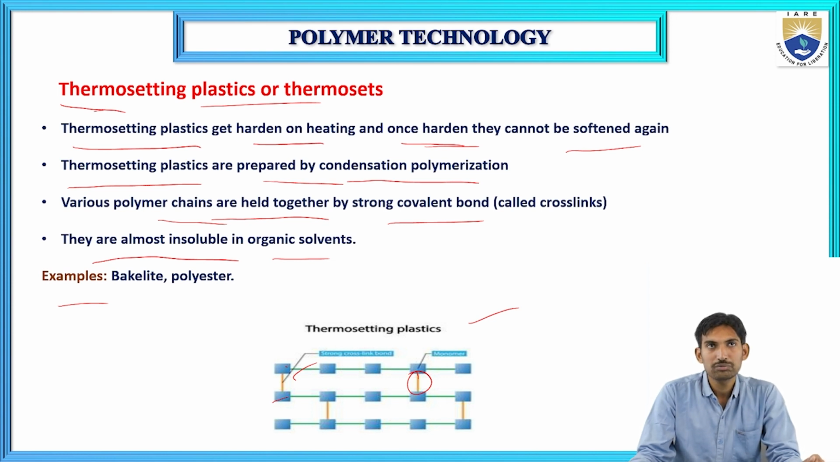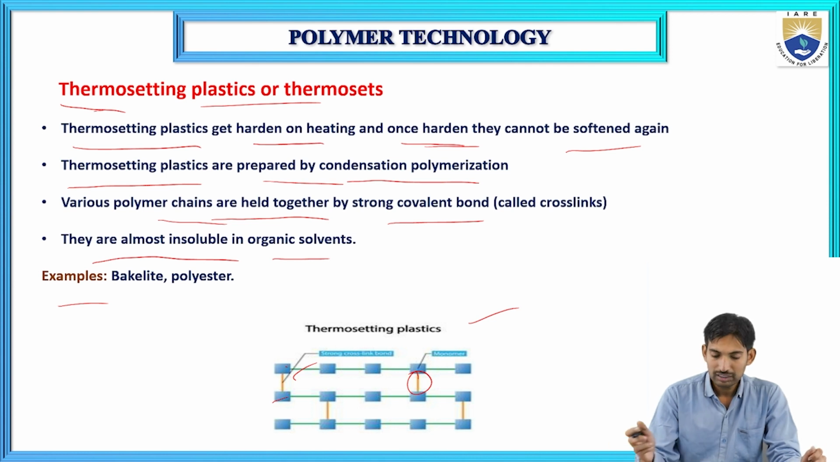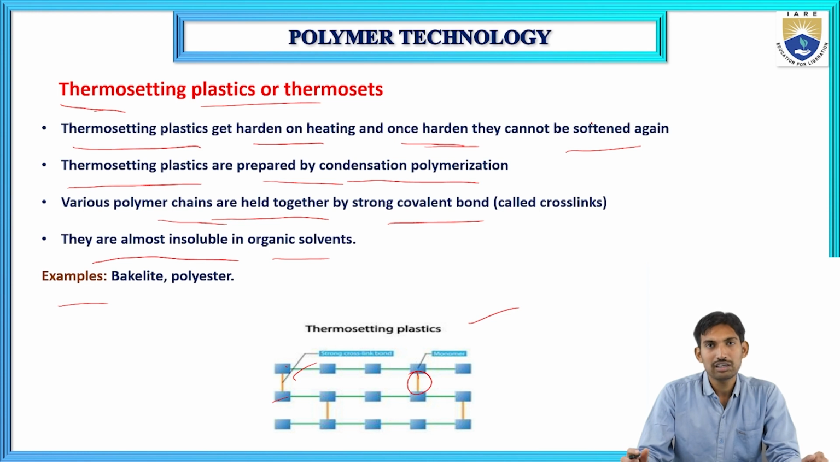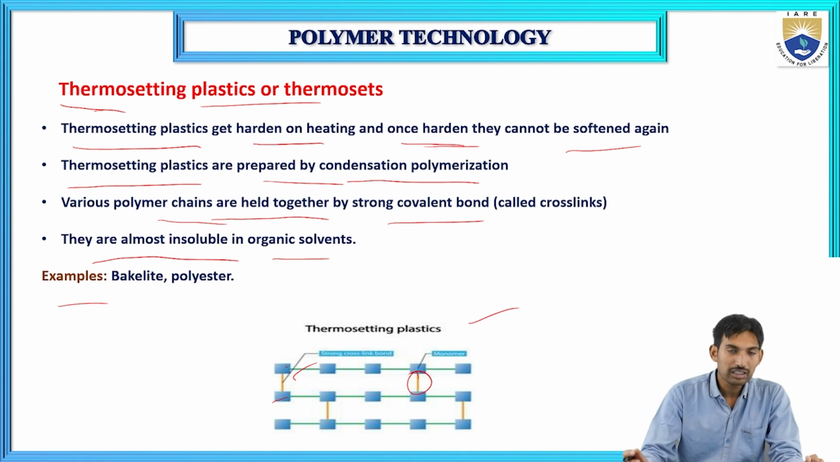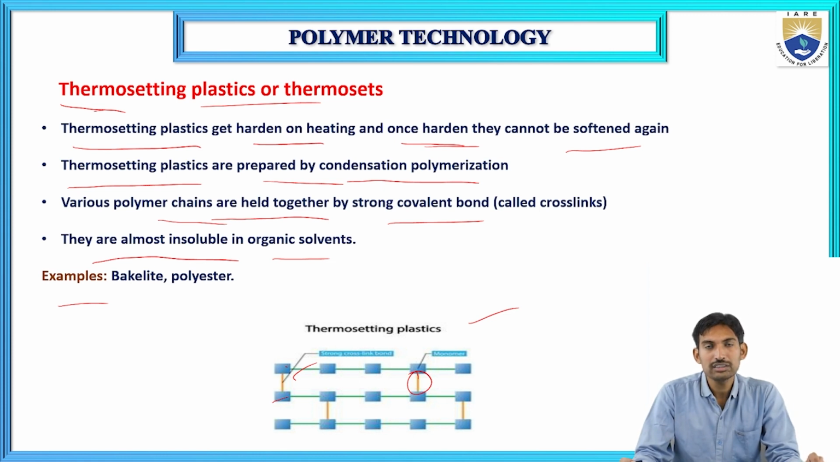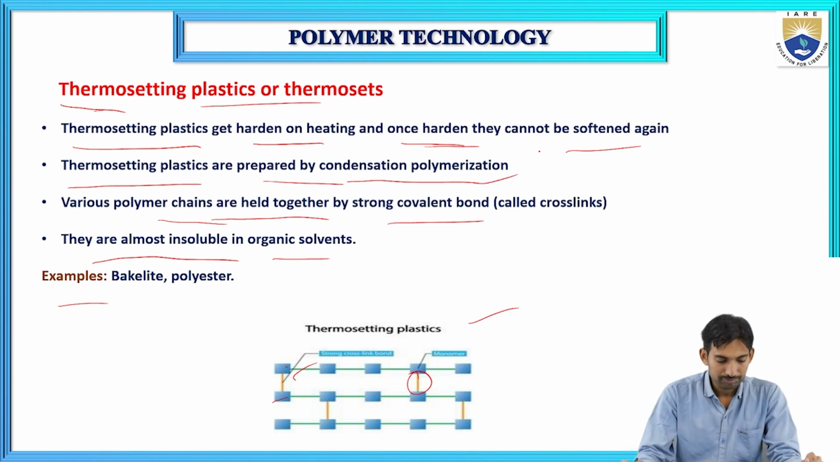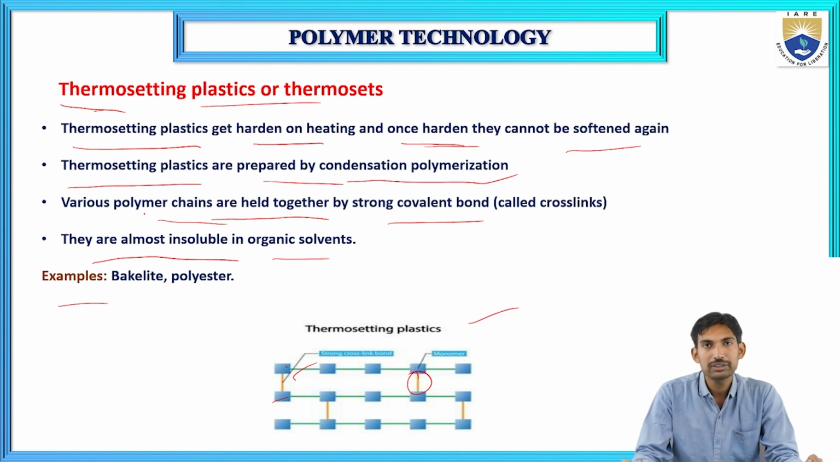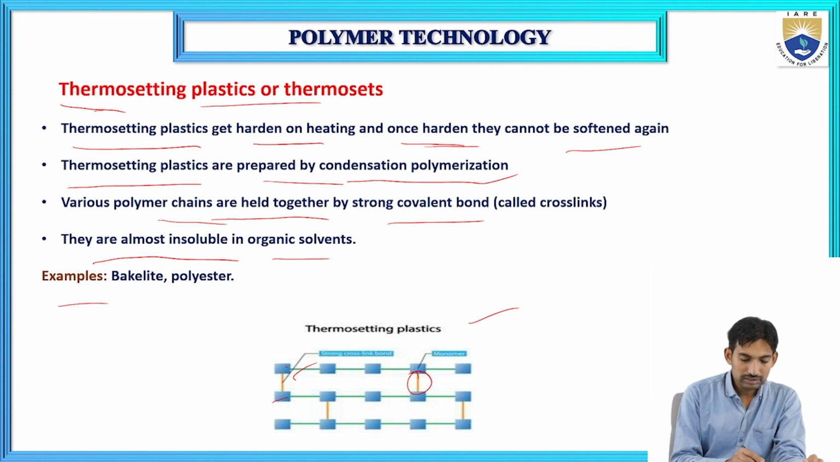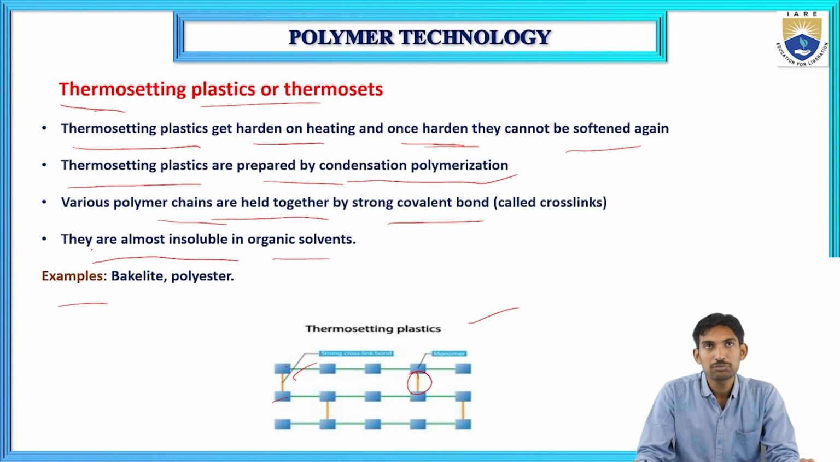What is the definition for thermosetting plastic? The thermosetting plastics get hardened on heating, and once hardened, they cannot be softened again. Those polymers are called thermosetting plastics. They are prepared by condensation polymerization. Various polymer chains present in these thermosetting plastics are held together by strong covalent bonds. They are insoluble in almost all organic solvents.